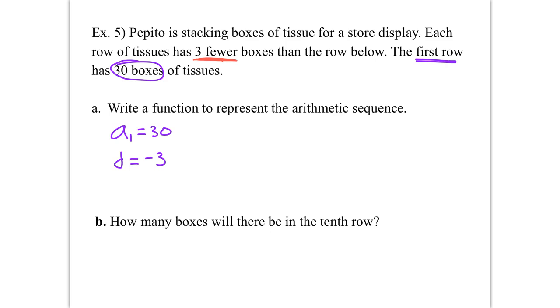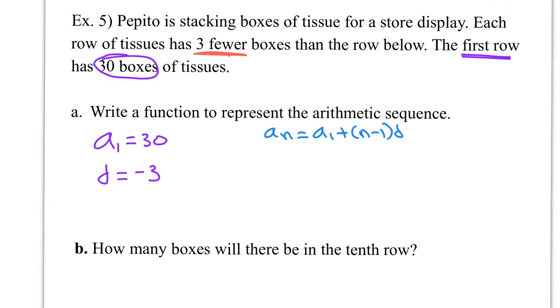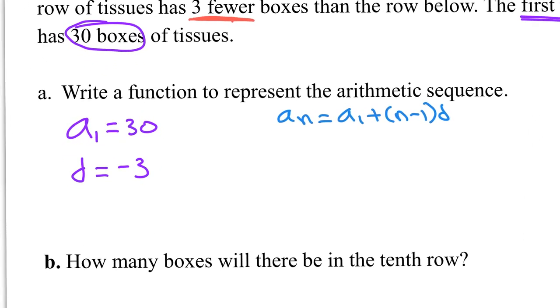So part A says to write a function to represent the arithmetic sequence. So that's the same thing as the equation, the function. But when they say function, that means that we have to use function notation, which is f of x. So first of all, I'm just going to write down the formula again for the nth term. And I am going to zoom in here so I can have a little bit more space. So I am going to just substitute what I have. So a sub n equals my first term, which is 30, plus we have the n minus 1 times the common difference, which is -3. You guys are subtracting 3 every time.